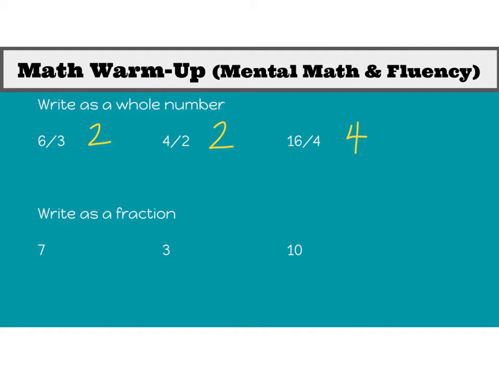But for number 7, we would write 21/3. For the whole number 3, we would write 9/3. And for the whole number 10, we would write 30/3.